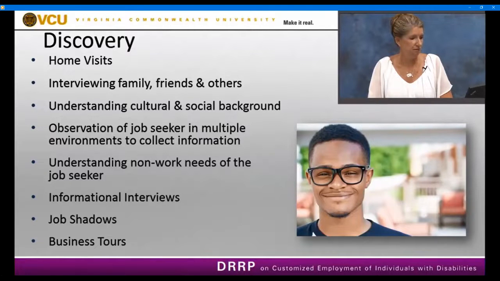It's also important to observe the job seeker in multiple environments to collect information. We can observe them in their home, their school, in social settings, as well as places that are novel to the individual. And what can we learn from that? Well, we can learn a lot. Just by taking someone to the mall, we can learn what they like, how they handle money. Are they able to make a transaction on their own? Do they use a debit card? Do they use cash? Do they use cash and wait for the correct change?